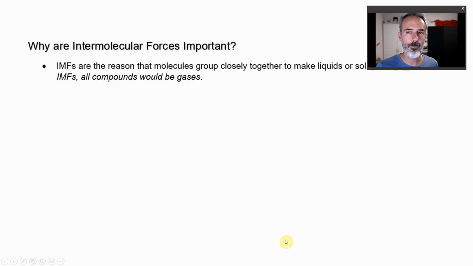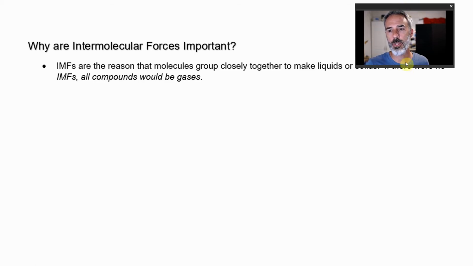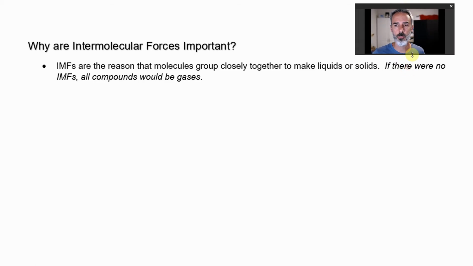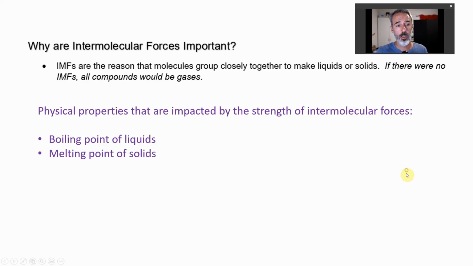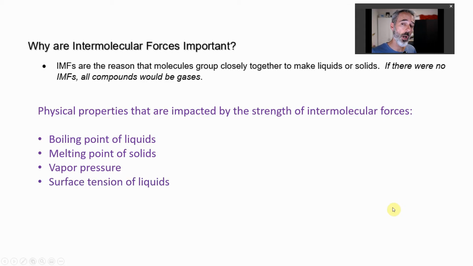So if we know that they're sticky forces, then why are they so important? Why are we going to spend so much time doing this? So, why are they important? Well, it's because, as I said, if there were no intermolecular forces, all compounds would be gases. So therefore, since all compounds have some intermolecular forces, their physical properties are going to be impacted by the strength of those forces. So we're going to be looking at, how do I know if an intermolecular force is strong? And furthermore, will it affect the boiling point of the liquid, the melting point, the vapor pressure, and the surface tension? So those four things. So we're going to walk through examples of those four things.